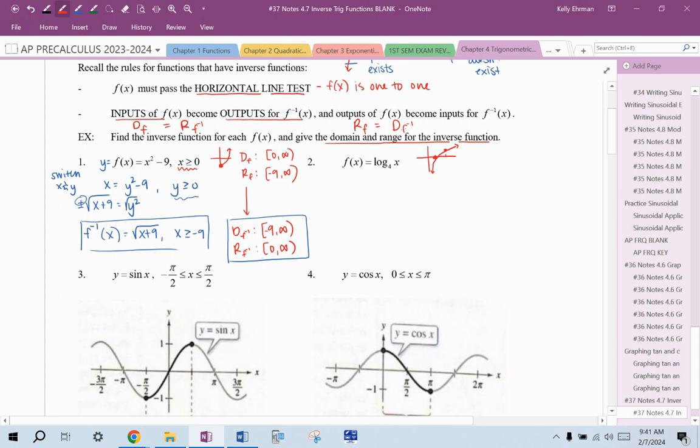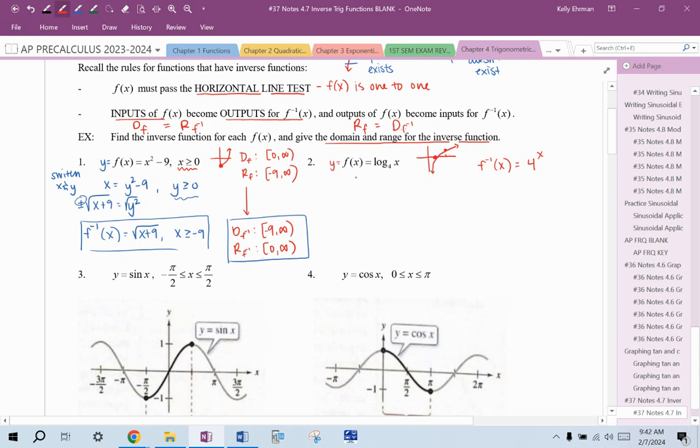So a log graph passes the horizontal line test. We should remember that an exponential function is the inverse of the log function. So maybe you don't have to do math on this. You might know f inverse. If this is log base 4 of x, f inverse will be 4 to the x, an exponential with a base 4. But if you want to solve for it, you can.